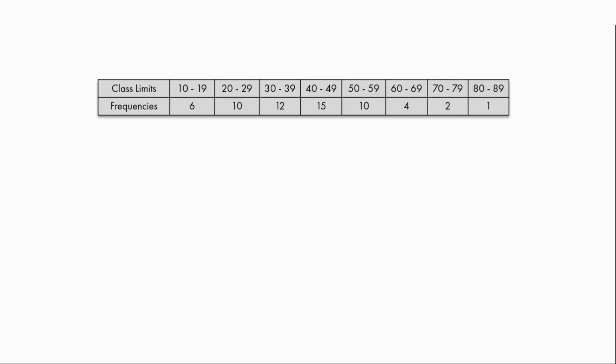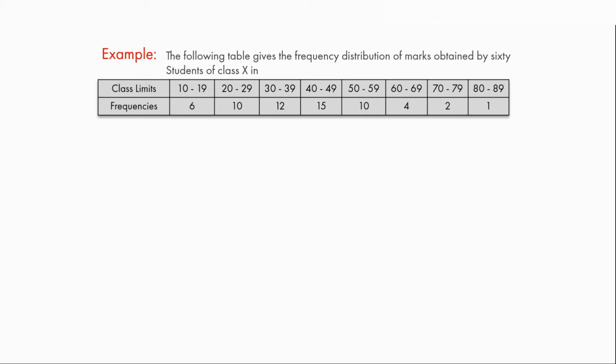Let us consider an example. The following table gives the frequency distribution of marks obtained by 60 students of class 9 in a mathematics achievement test. We can write the class interval as the class limit after constructing a table.